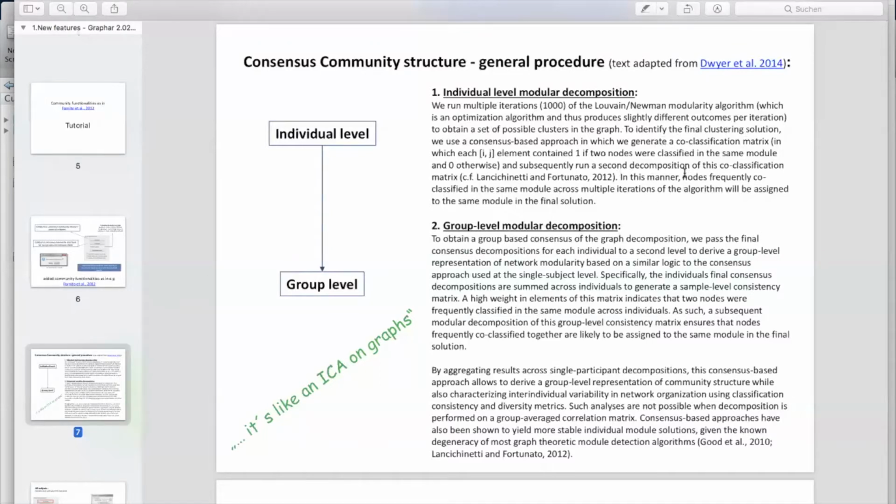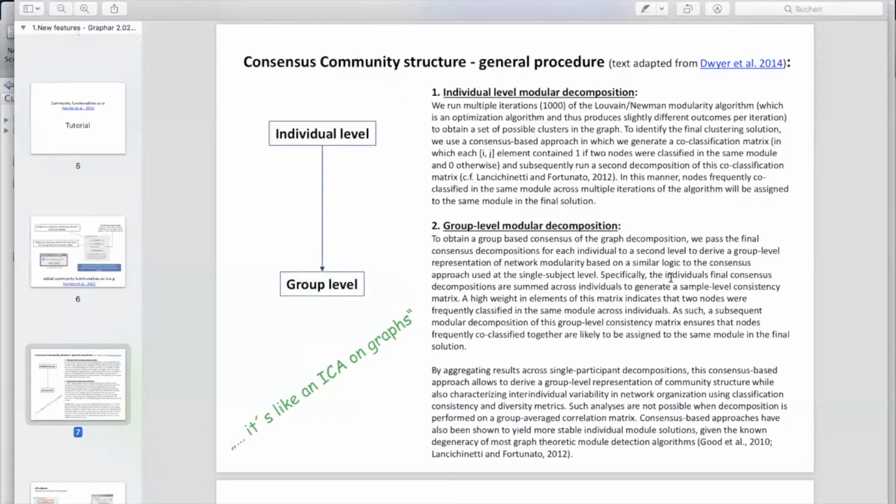Here, nodes frequently co-classified in the same module across multiple iterations of the algorithm will be assigned to the same module in the final solution. So this is basically a way of obtaining a relatively stable cluster solution, which can be seen as relatively valid because you aggregate the results across multiple of those runs with the stochastic nature. And then this final assignment of nodes into the modules of each individual is then taken to the group level. And there, with the same logic, we create a consensus across the different single subject affiliation vectors.